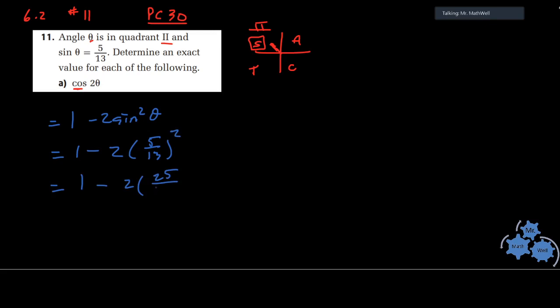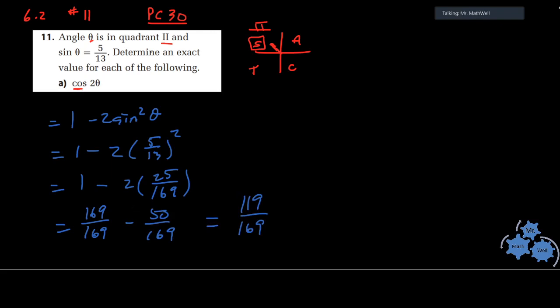25 over 169. Okay. And so that's 50 over 169. So it's 169 over 169 minus 50 over 169. And that's going to be, what, 119 over 169? Right? I got that right?